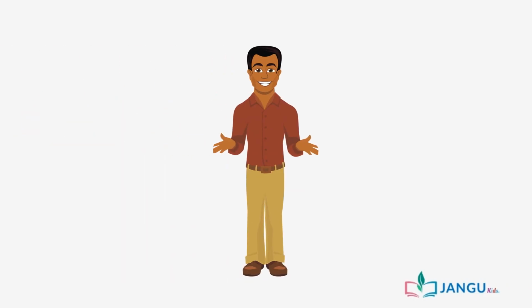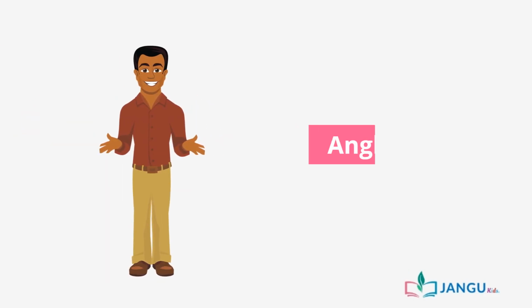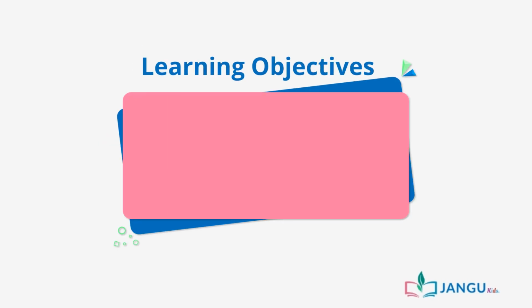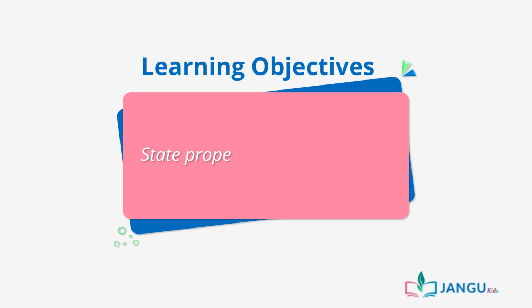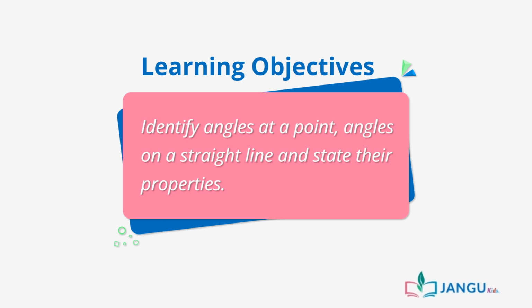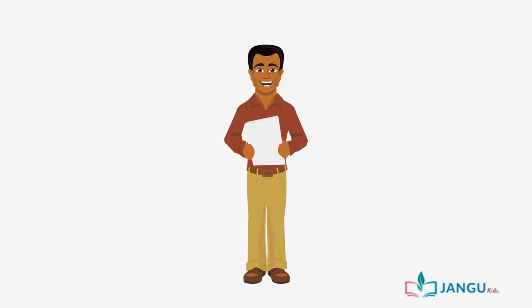Hi, welcome to our lesson on angles. At the end of the lesson, you should be able to measure angles, identify vertically opposite, alternate, adjacent, and corresponding angles, state properties of angles, identify angles at a point and angles on a straight line, and state their properties. Let's begin.